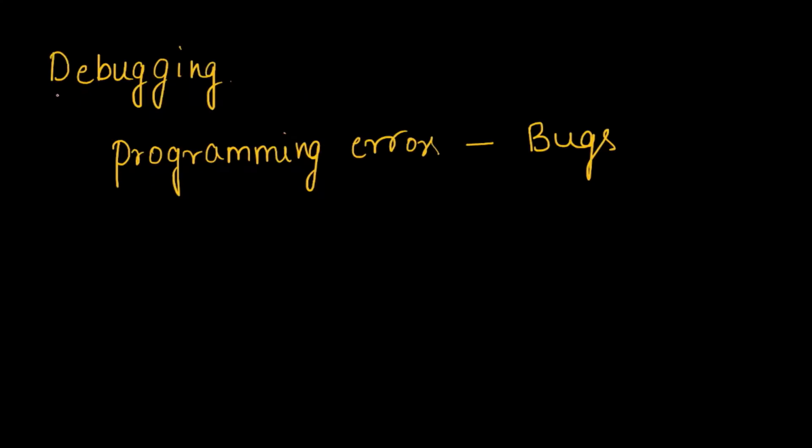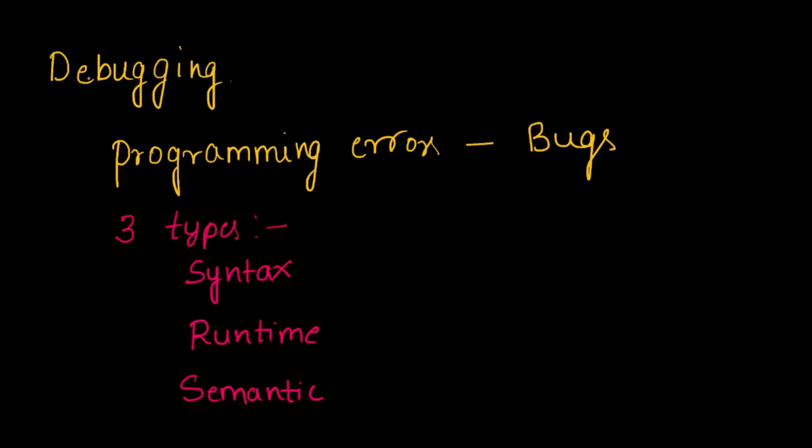Now let's see what is debugging. See, it doesn't matter how experienced you are. Whenever there is human involvement, there is a high chance of having mistakes or errors. In programming, these errors are called bugs. And the process of tracking them down and correcting them is called debugging. There are three types of errors: syntax error, runtime error, semantic error. Details about this later, but for now just know there are three types of errors.